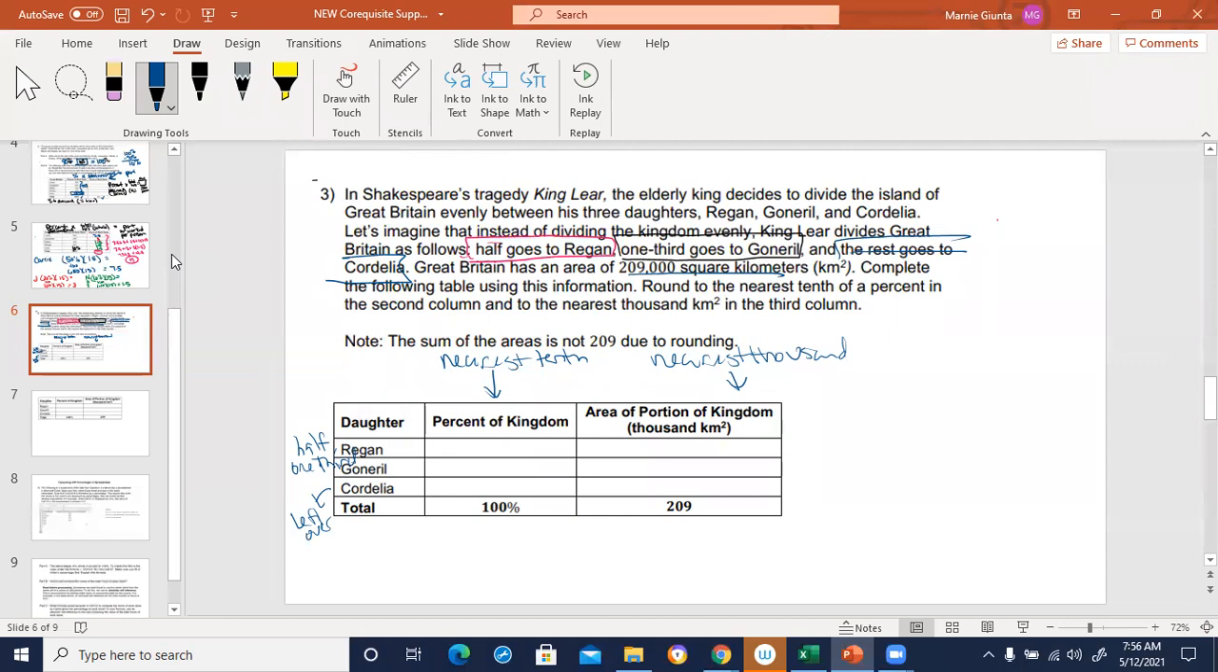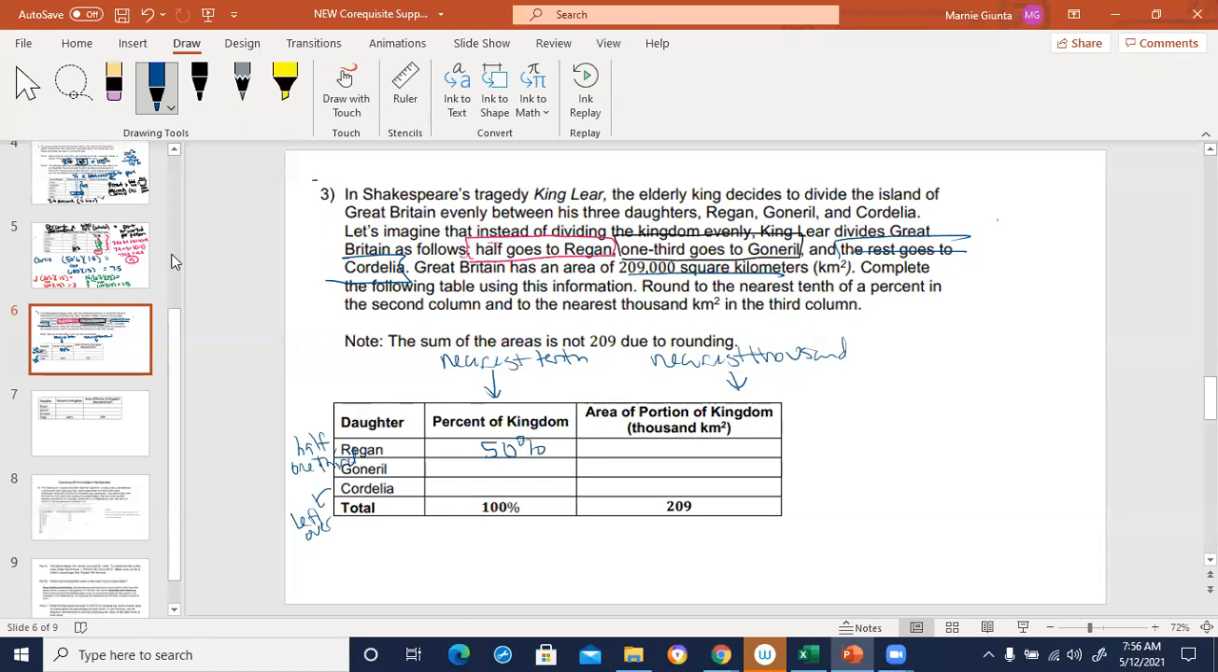So let's fill in what we know. We do know Regan is going to get half. So what is half of 100%? There are many ways to think about it. Well, half of 100%, if I just take 100% and divide it by 2, because that's 2 parts, that would be half, that's going to give you 50%. So half is 50%.